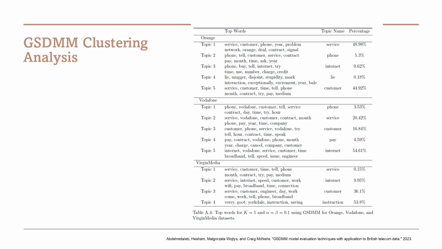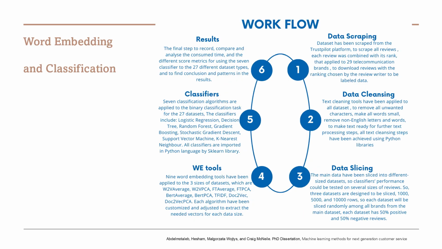Topic 2 has words like phone, tell, customers, and so on, and here is the topic name, and here is the percentage, and so on. And all of this is related to Orange. What is Orange? It's just related to the company, which is Orange Telecom. And here is Vodafone, here is Virgin Media, and so on. Of course, this is one table of the many tables we have, because we have a lot of work here. I need to go quickly because we have only 9 minutes.